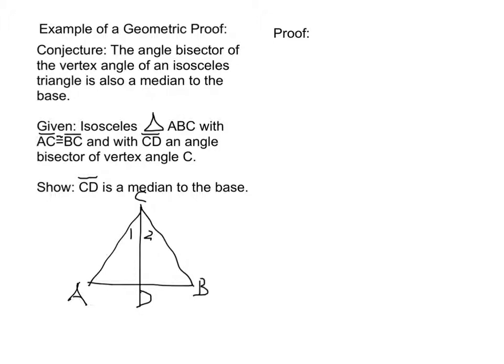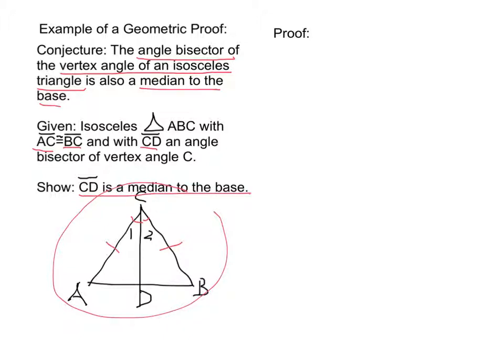So now I'm going to go through an example of a geometric proof. The conjecture we're trying to prove is that the angle bisector of the vertex angle of an isosceles triangle is also a median to the base. What we're given is the isosceles triangle ABC, which you can see here, with segment AC congruent to segment BC, so these two are congruent, and with CD an angle bisector of vertex angle C. So these are congruent angles. And then what we're showing is that CD is also a median to the base.